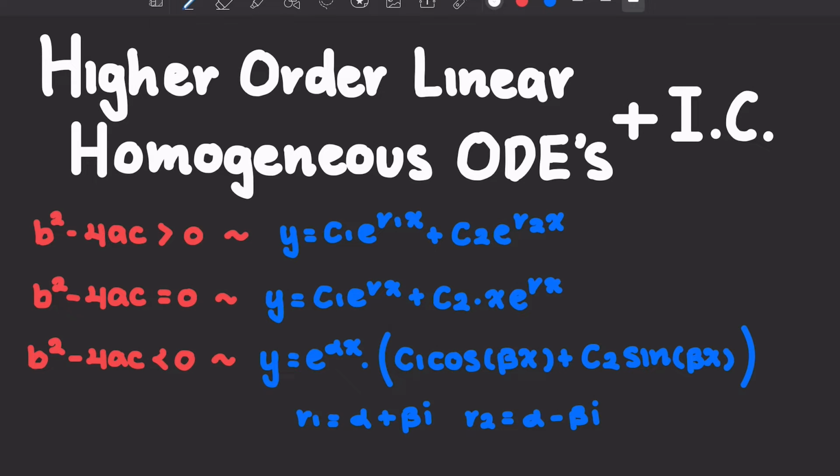Hi everyone. So today we're going to do another higher order linear homogeneous ODE, but today we're going to add some initial value conditions. It's going to be similar to the previous lecture, but it's going to require more steps to solve this, but it's not going to be that hard. So without further ado, let's go to our first example for today.